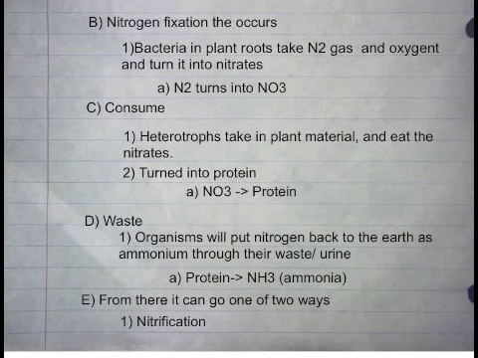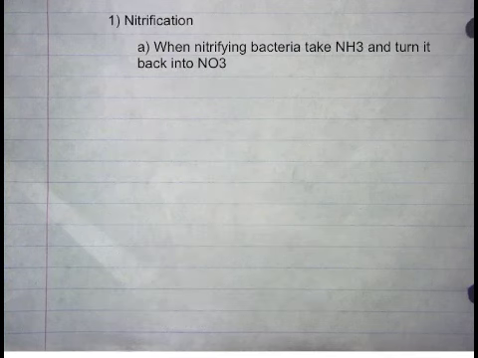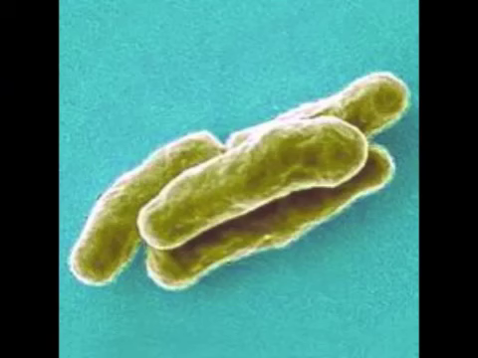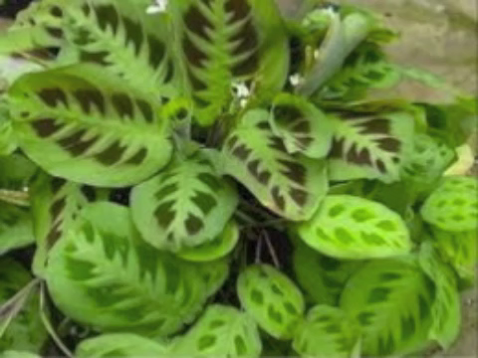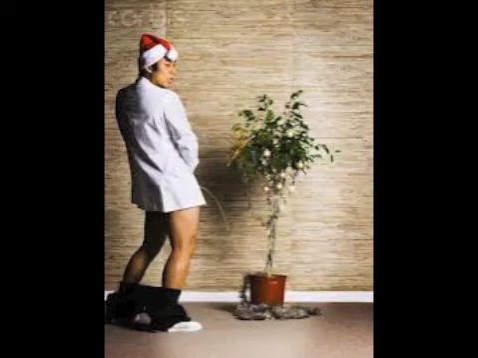From there, it can go one of two ways. The first is nitrification. Nitrification is when nitrifying bacteria take NH3 and turn it back into NO3. Nitrifying bacteria take the ammonium in waste and urine and turn it into nitrates, which are usable for plants. That means in diluted amounts, urine can actually be beneficial to plants. Once again, diluted.